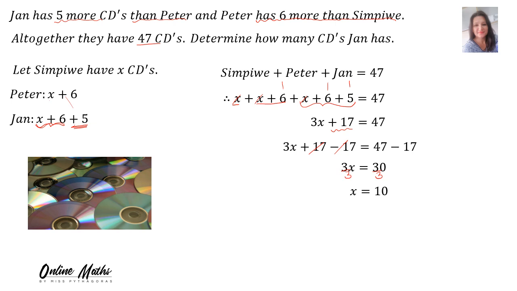So we'll go back to Jan. Here on the left hand side, Jan was x plus 6 plus 5. Therefore, in x's place we substitute 10. We calculated that value. So 10 plus 6 plus 5. Therefore, Jan has 21 CDs.